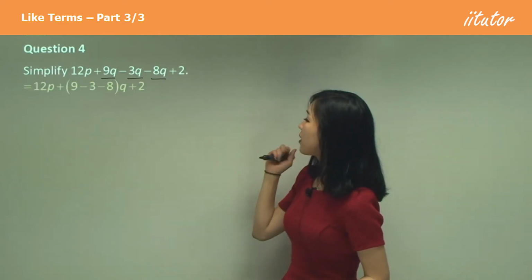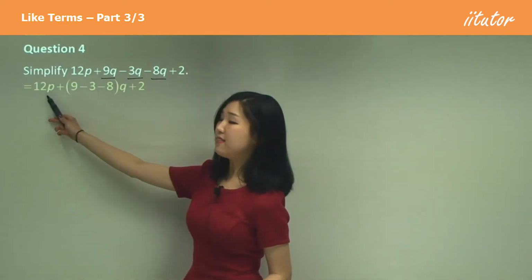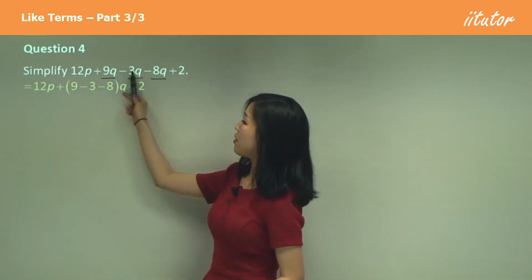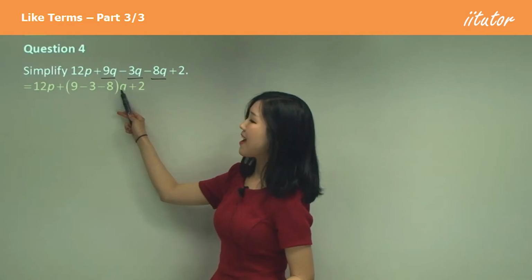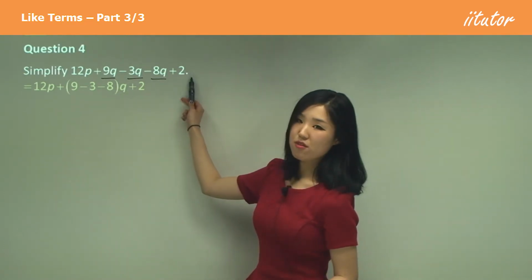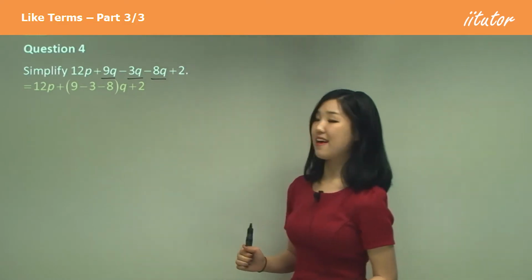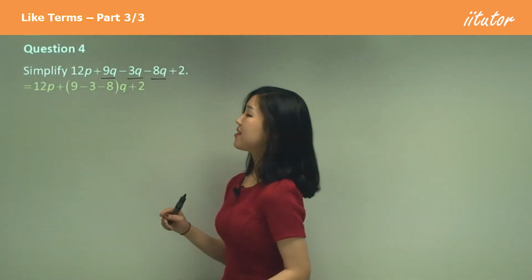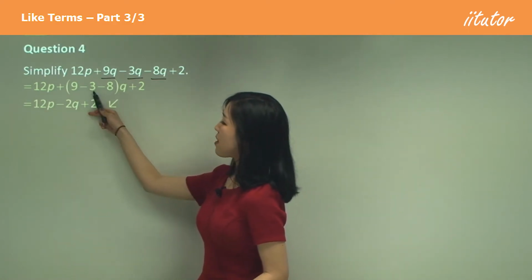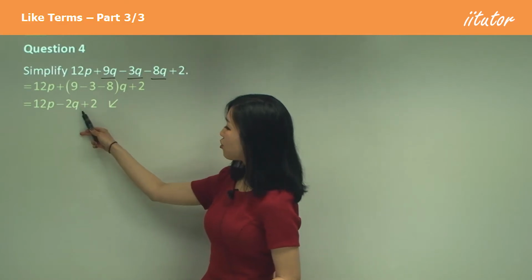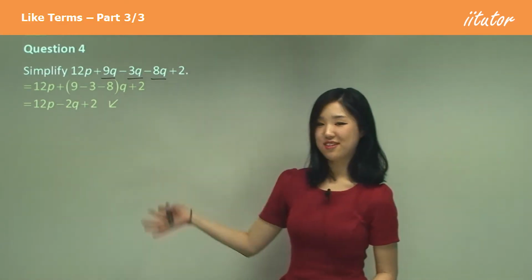So I'm going to make it 12p as it is, and then here I'm going to gather my coefficients. So 9 minus 3 minus 8, and then stick that Q at the end. And then as I said, 2, we can't gather it with anything else, just stick it at the end as it is. Okay, and all we need to do now is simplify the bracket. So we have 12p, 9 minus 3 minus 8 should be negative 2. So we have negative 2q plus the 2 at the end.